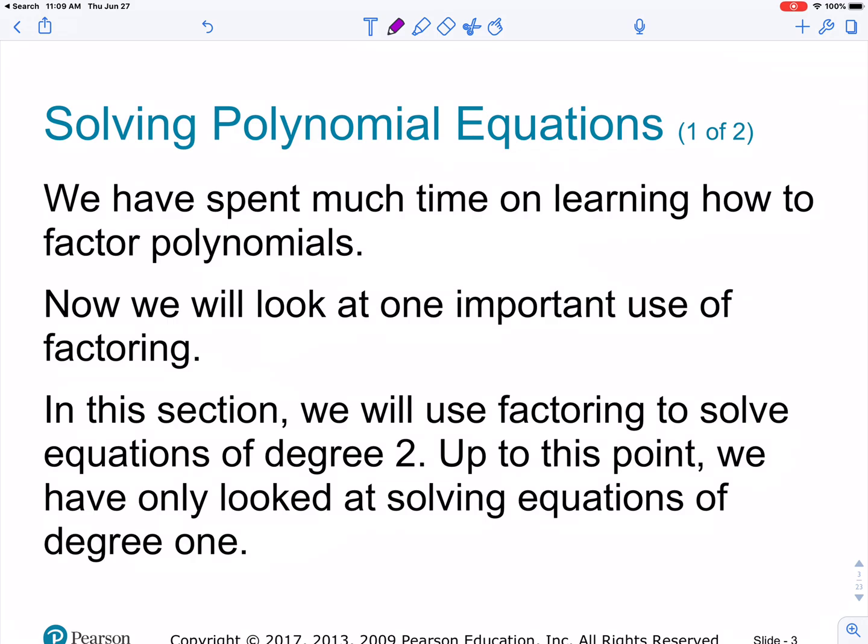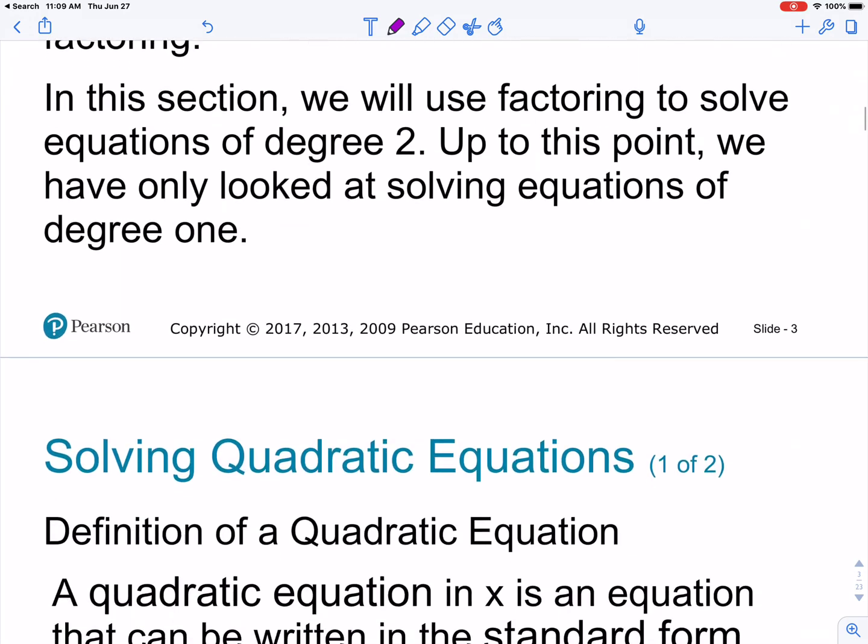If you take Algebra 2, the Math 11, 20, then you will be learning to solve them by other methods. But for us, we're just going to be factoring them.